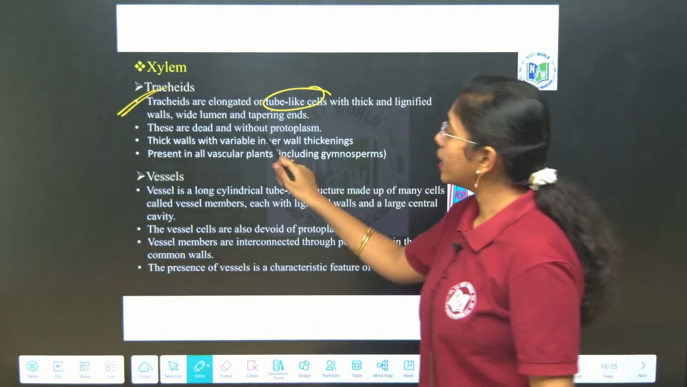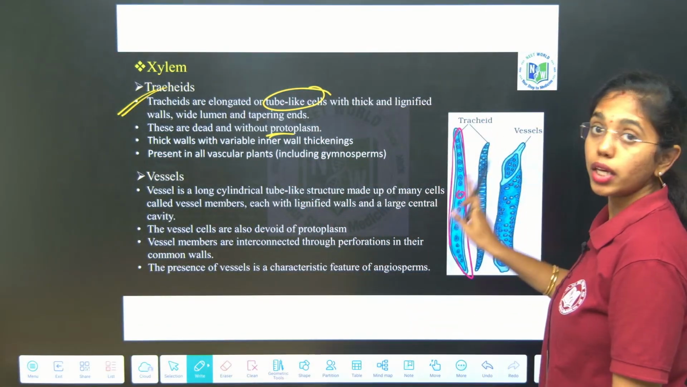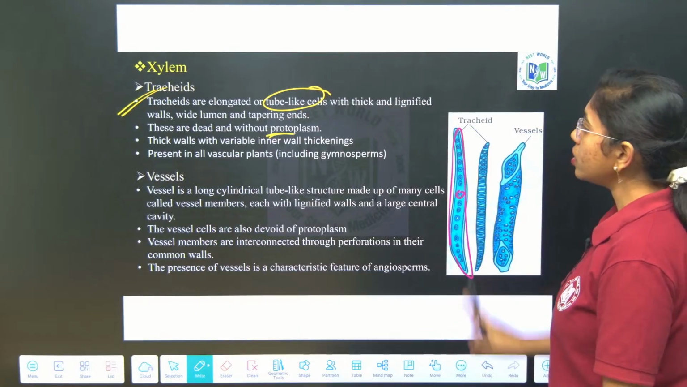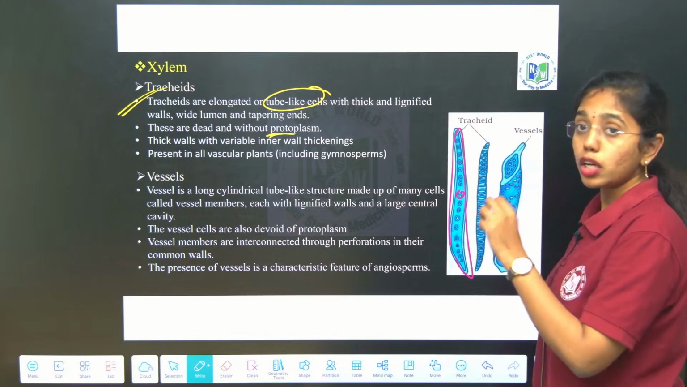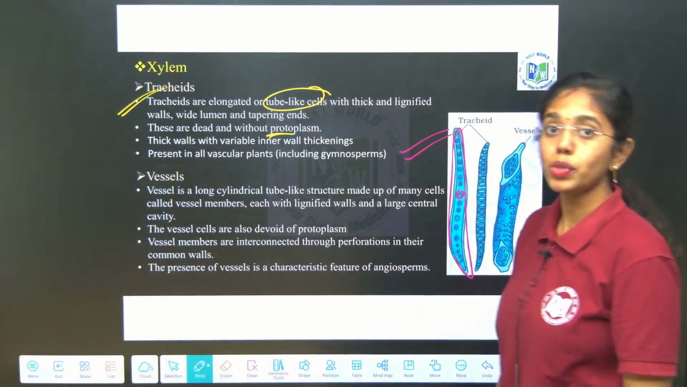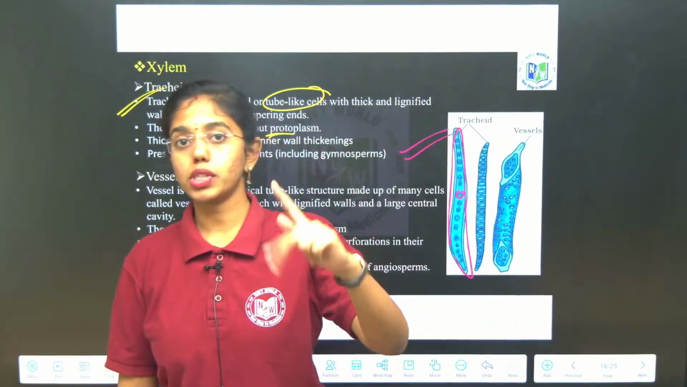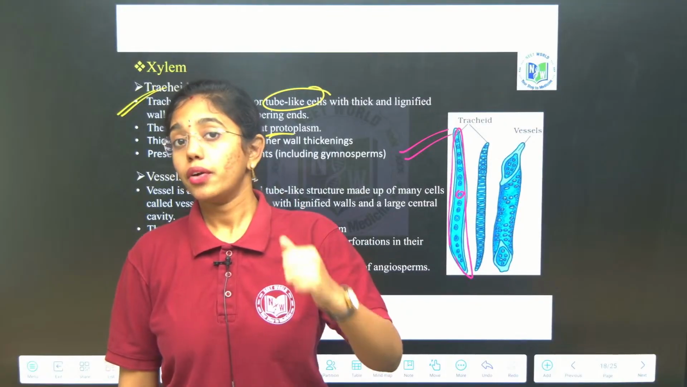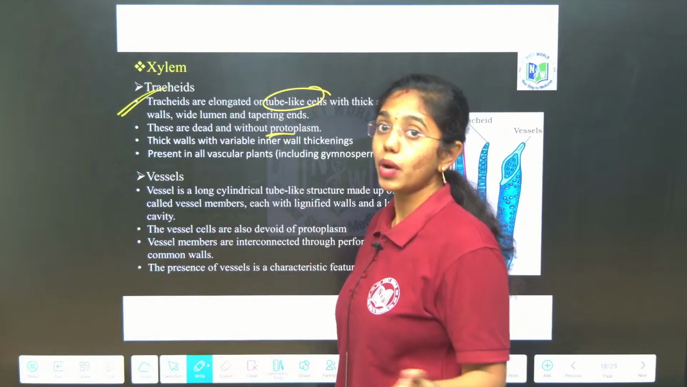Tracheids are dead cells, they do not have any protoplasm. They have thick walls and variable thickenings in the inner wall regions. They are present in all vascular plants including gymnosperms. All vascular plants means pteridophytes, gymnosperms and angiosperms. So you can say tracheids are present in all tracheophytes. That is the reason we call them tracheophytes.